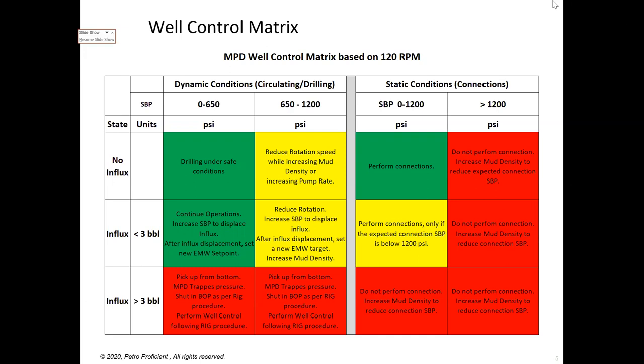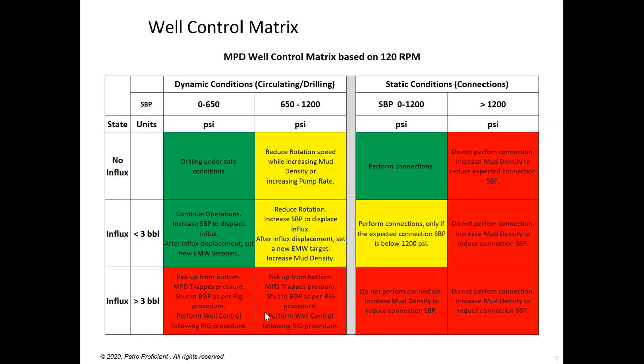This process of increasing mud density takes time in a drilling operation. Until the mud density is increased by the rig crew, the requirement of additional pressure needs to be compensated with surface back pressure. But once you get the additional mud weight in the well, then you need to go back into this green zone. So therefore, this needs to be done.